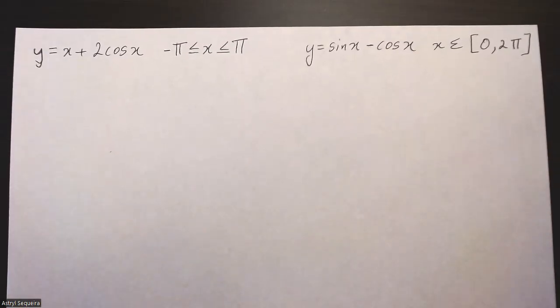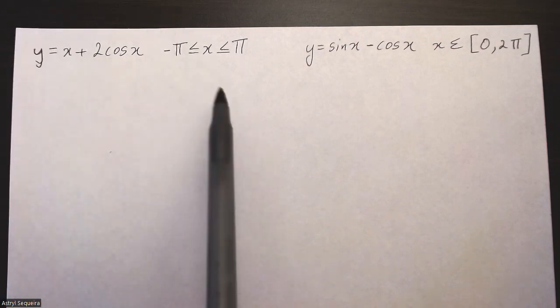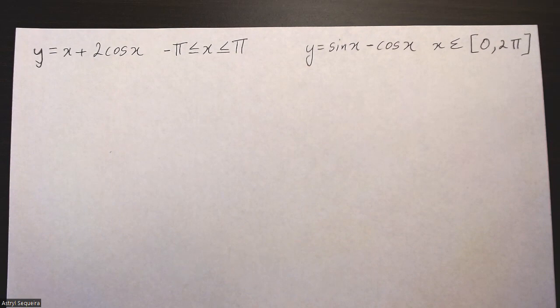All right, in this video, we want to find the absolute extreme values, which are basically the absolute max and absolute min of the given functions in the given interval. Let's take a look at the first question over here.